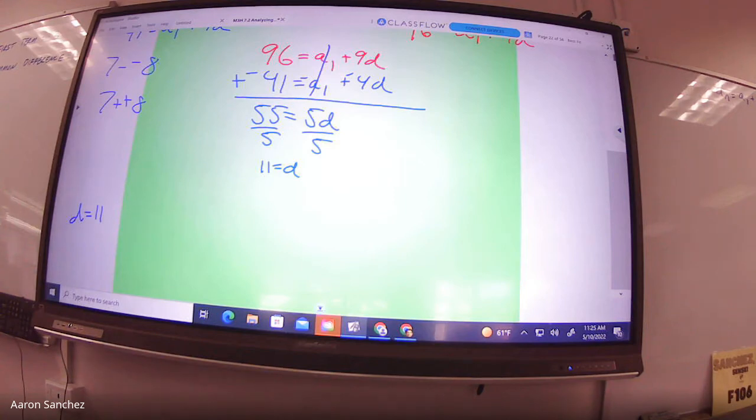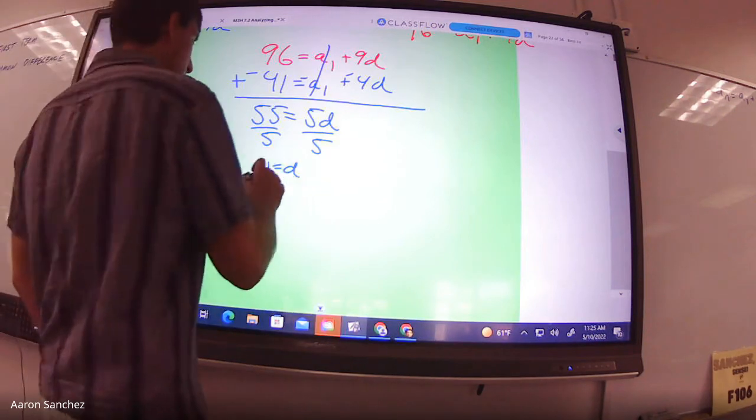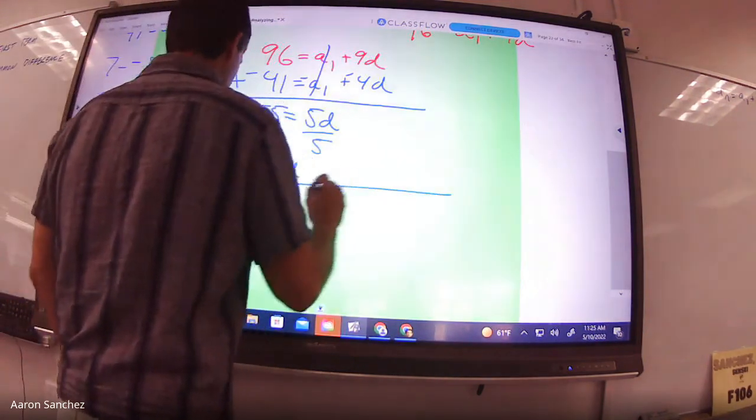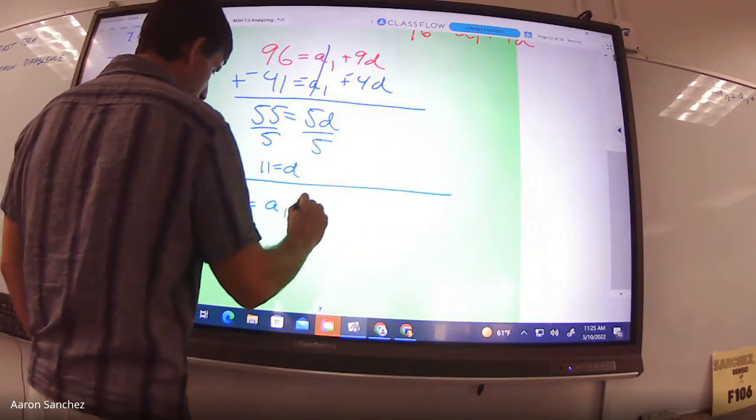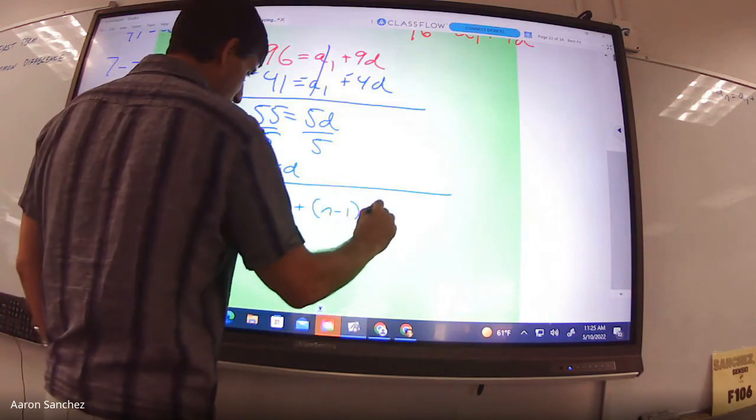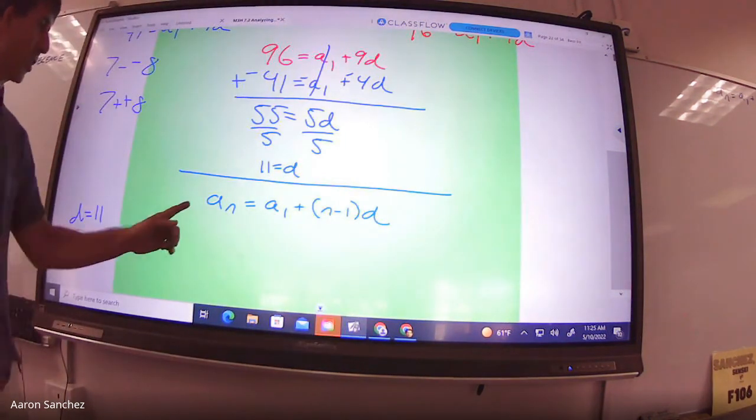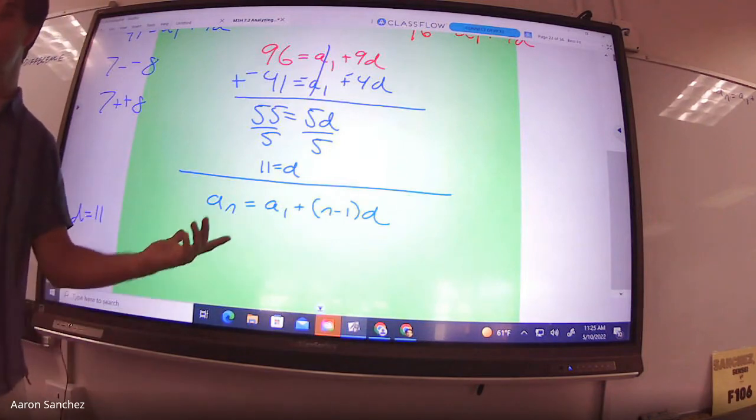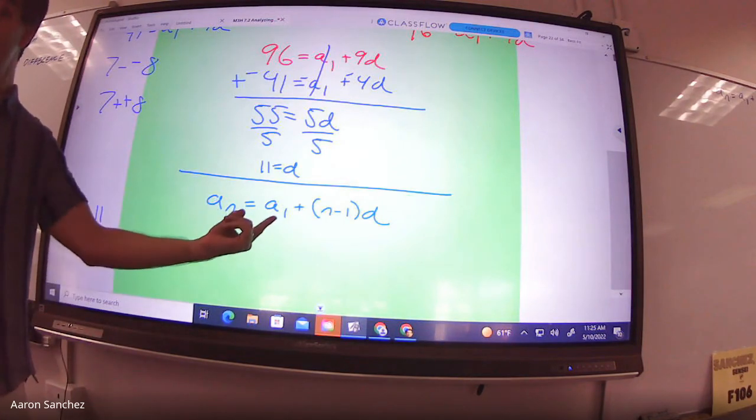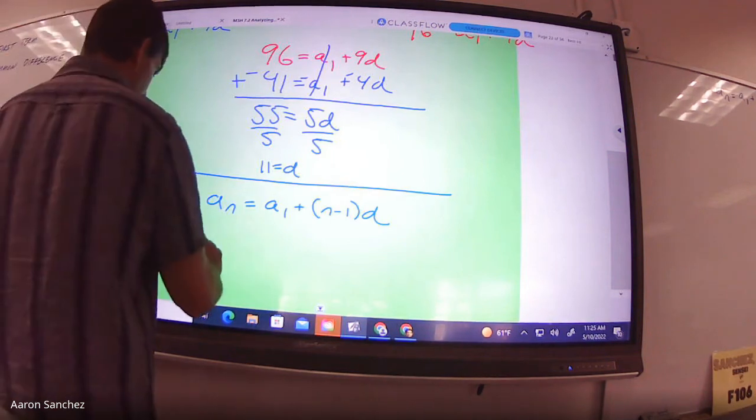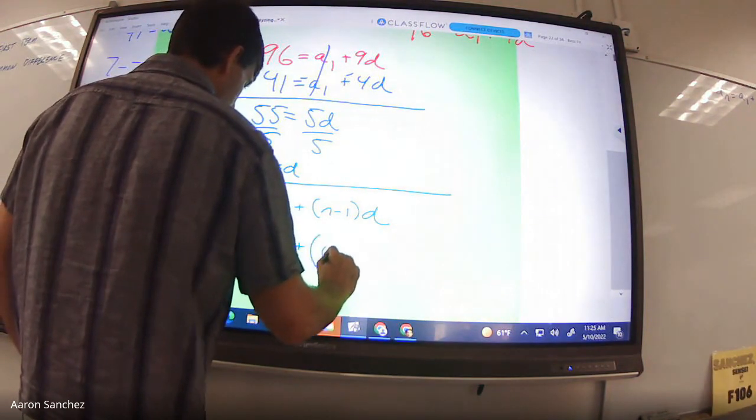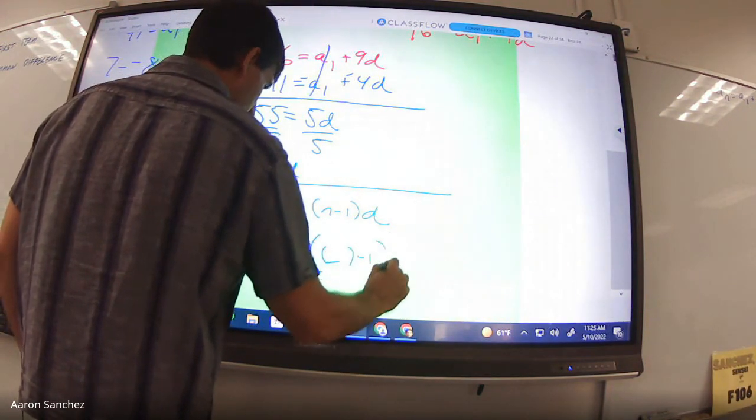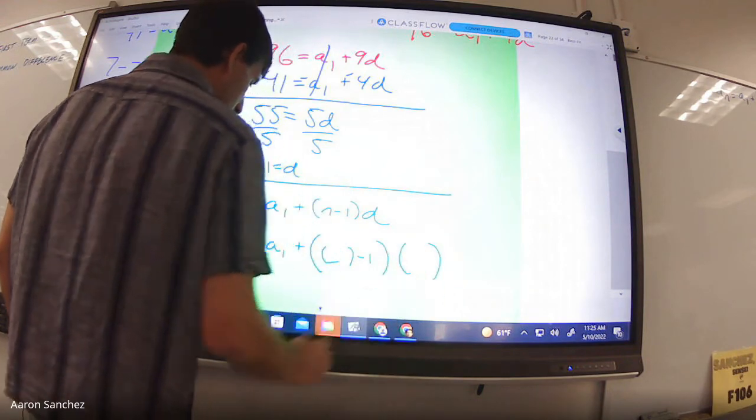Okay. So now I need the first term. So we go with a sub n equals a sub 1 plus n minus 1 times d. Remember, to find the first term, we plug in all the numbers that we have except for the a sub 1, right? Because we're trying to find the first term. So we say a sub n equals a sub 1 plus n minus 1 times d.